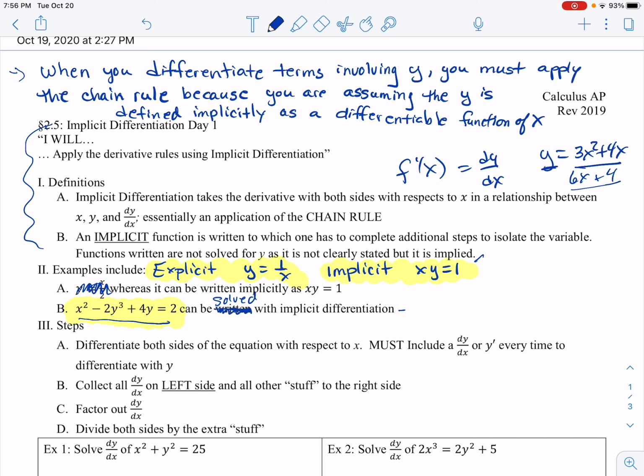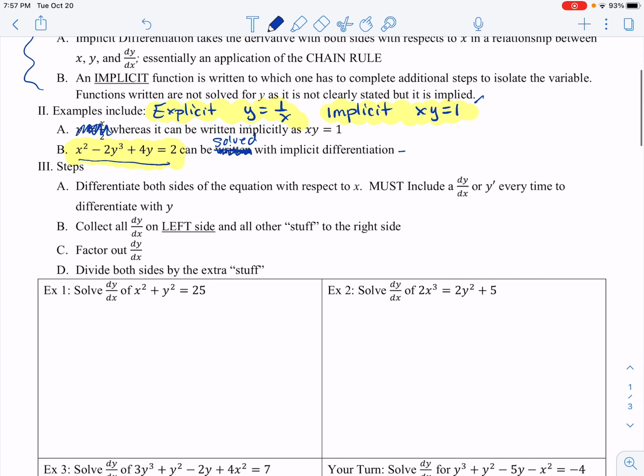All right? This statement I stole right out of the book. I want you to copy it and write it down. So stop the tape and write it. It says, when you differentiate terms involving y, you must apply the chain rule because you are assuming the y is defined implicitly as a differentiable function of x. Okay, so let's do some examples and see if it helps make sense. There's a lot of words there that don't matter.